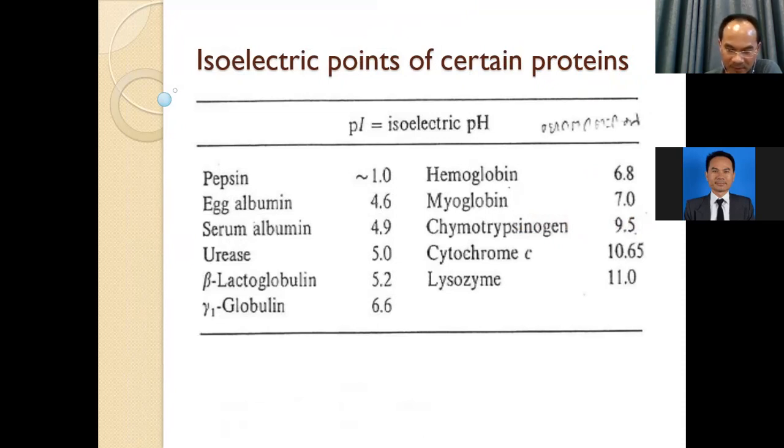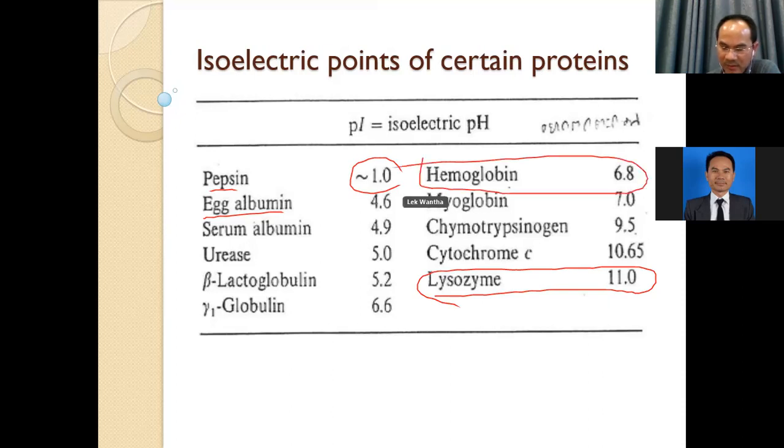This is some examples of the isoelectric point of some proteins. Pepsin is approximately 1. Albumin is 4.6. Lysozyme is 11. Hemoglobin is about 6.8. These are some pI values. Again, pI is the pH at which the charge is equal to 0 and solubility is minimal, that is, the minimal solubility of the protein in solution.